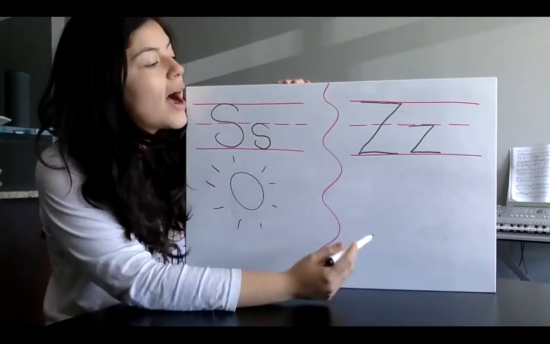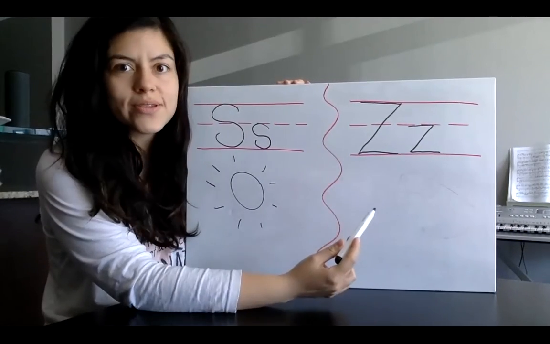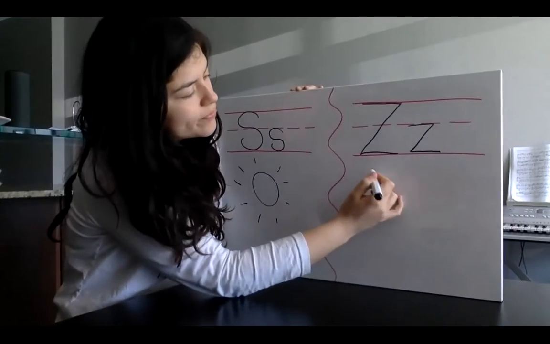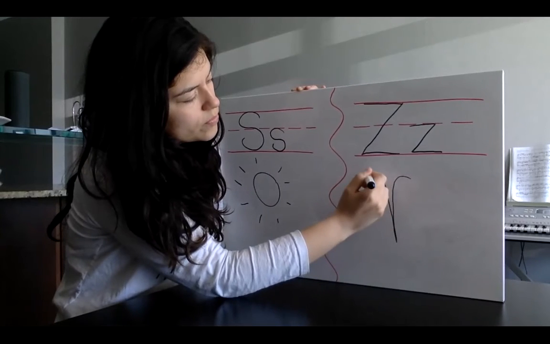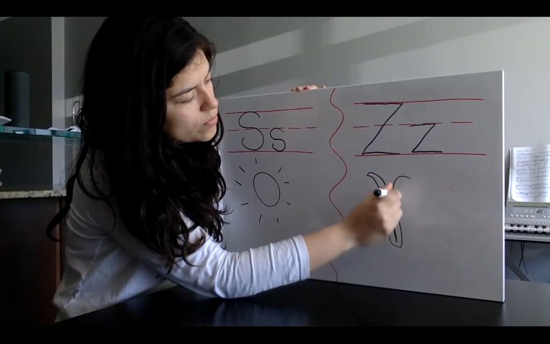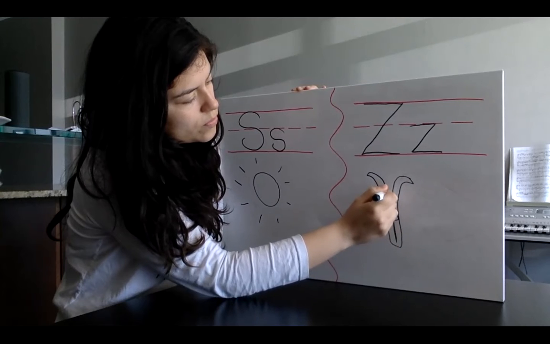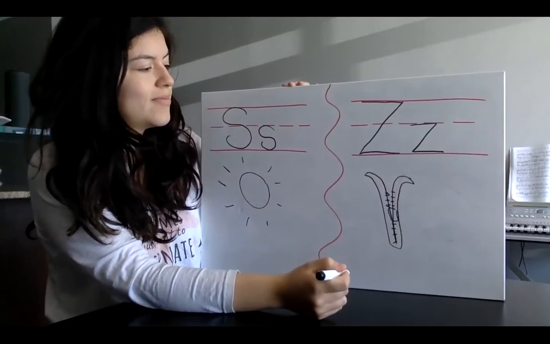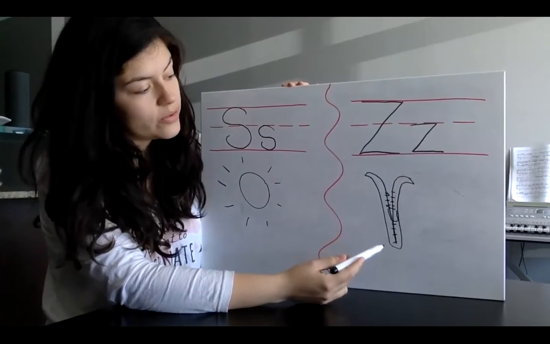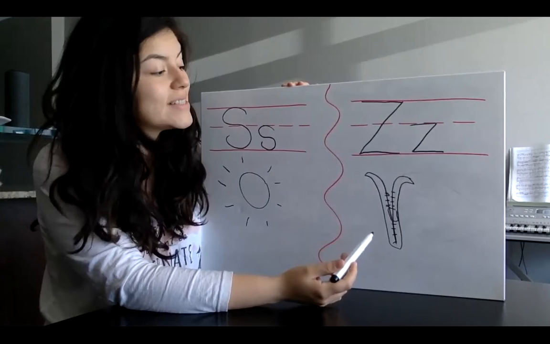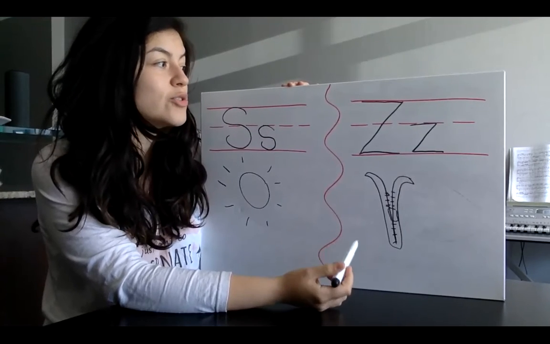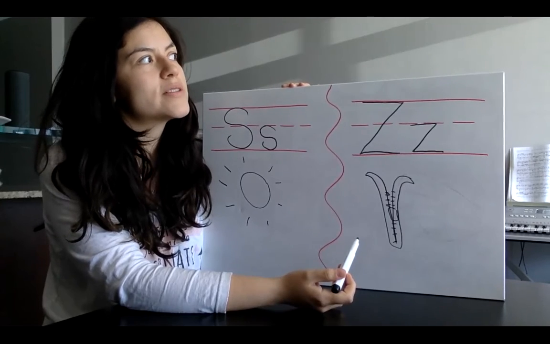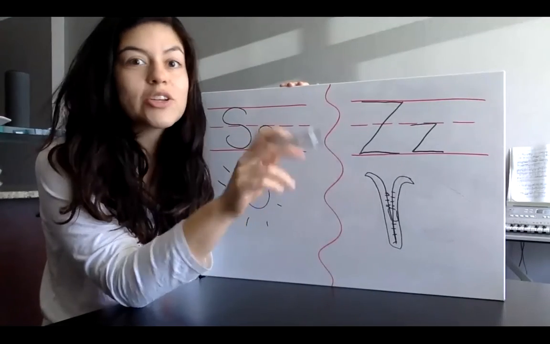Next up, when I say go, I want you to think about all of the Z words that you know. Z. Ready? Go. So far, I've drawn a zipper. Zipper. Other words that start with Z are zoo, zebra. There aren't too many Z words. What Z words did you think of? Make sure you tell an adult next to you.